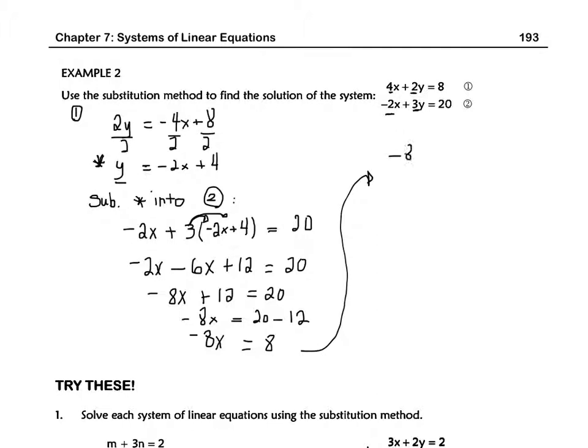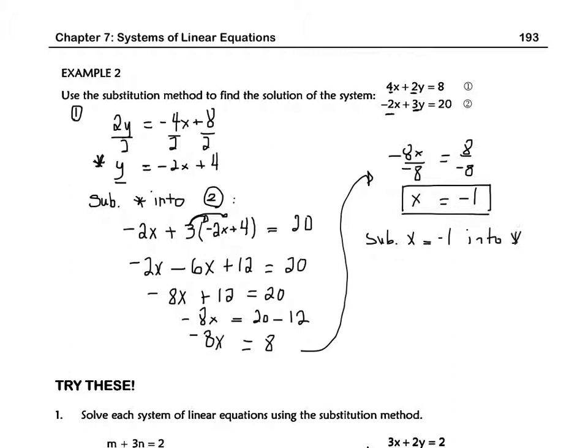And that gives you, divide both sides by negative 8, so that gives you x equals negative 1. And then you go back and substitute x equals negative 1 into your star equation again to get your y.